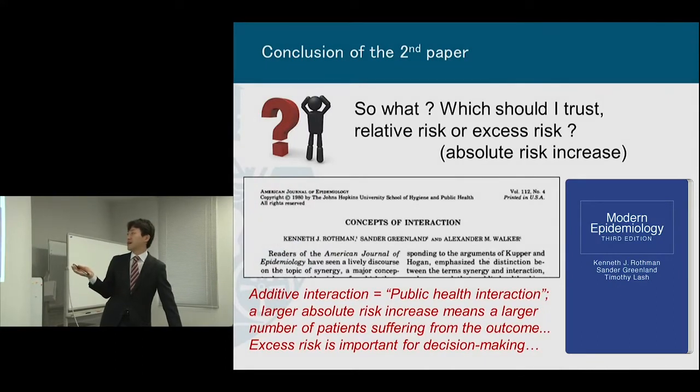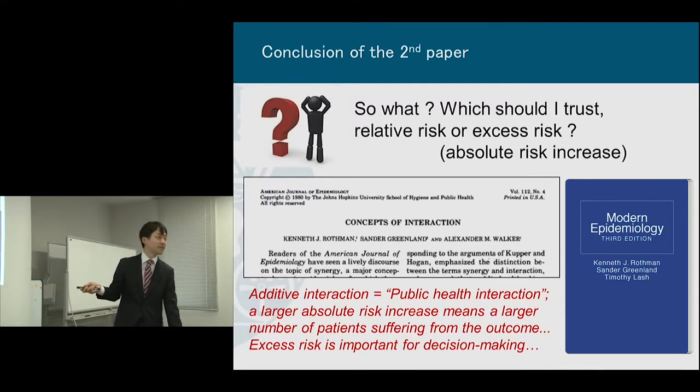And I reviewed previous expert opinions and textbooks. And as far as Rothman says, if you compare relative risk or excess risk, additive interaction may be more important, named public health interaction, because a larger absolute risk increase means a larger number of patients suffering from GI bleeding due to the drug. So excess risk is important for decision making in clinical practice. So he suggests focusing on excess risk.